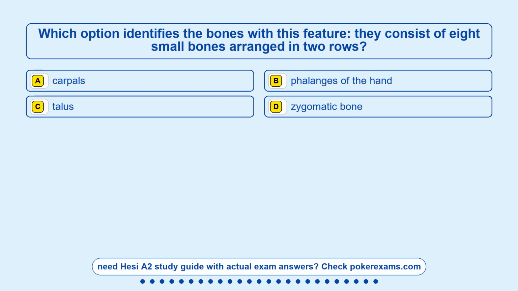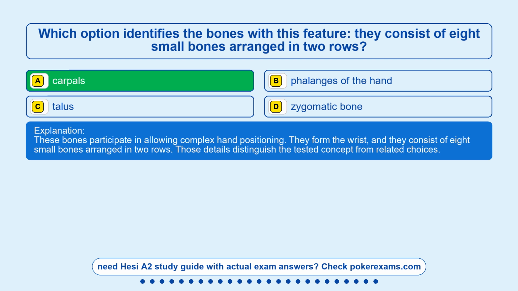Question 25. Which option identifies the bones with this feature? They consist of 8 small bones arranged in 2 rows. Option A, carpals. Option B, phalanges of the hand. Option C, talus. Option D, zygomatic bone. The correct answer is option A, carpals.